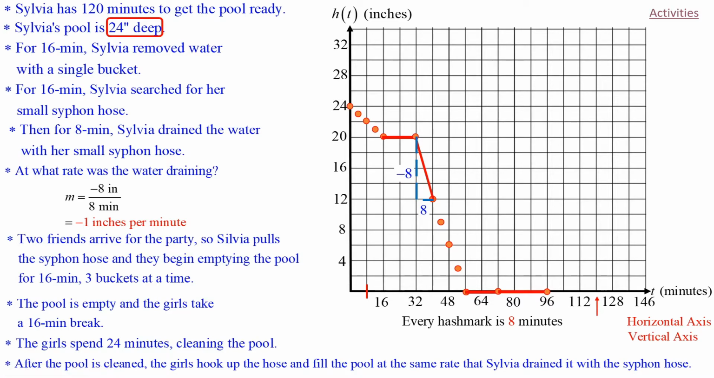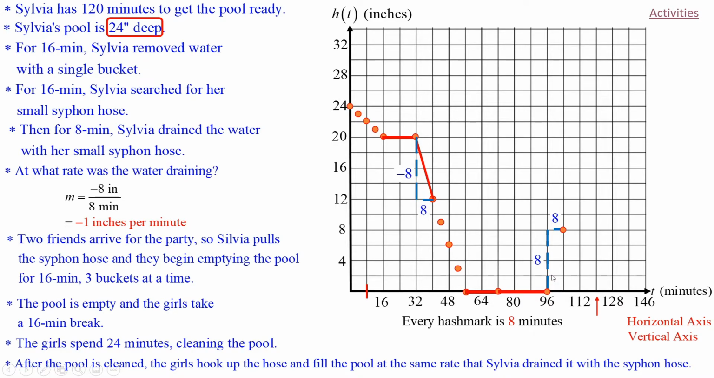After the pool is clean, the girls hook up the hose and fill the pool at the same rate that Sylvia drained it with the siphon hose. So I took my slope triangle and I just reflected it over a horizontal line, and I went up 8 inches and then over 8 minutes. And there we are. And let's do that again, and we'll do it as many times as it takes until the pool is full. So let's go.